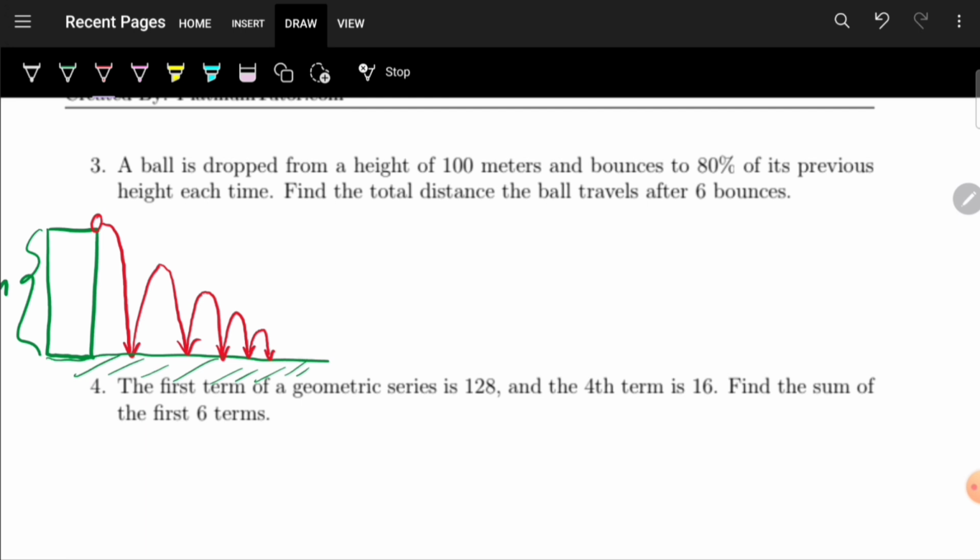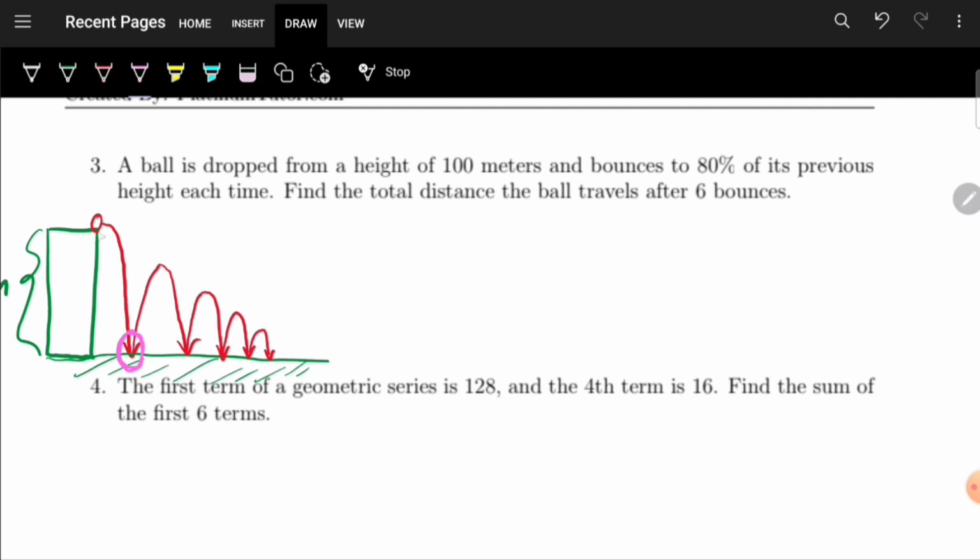And we want to know the total distance traveled. So it goes 100 meters down, some amount up, some amount down, some amount up, some amount down. We want to add all of those up to find the total distance. After 6 bounces, so we have 1 bounce here, 2, 3, 4, 5, and we'll have 1 more as well. I'm going to highlight this first bounce with this pink color, because it's a special bounce. It's the initial bounce.